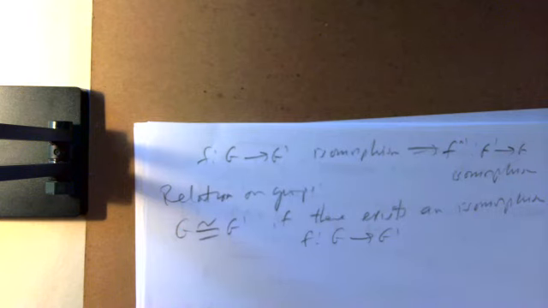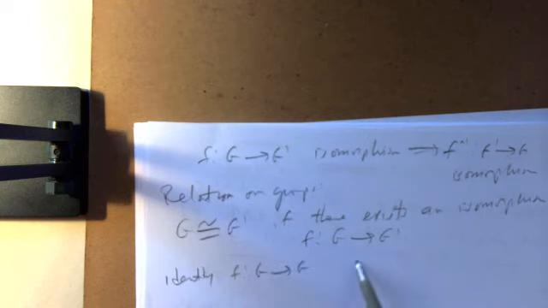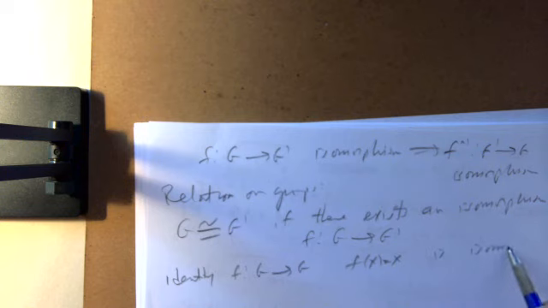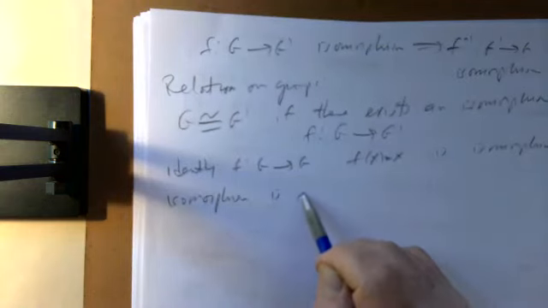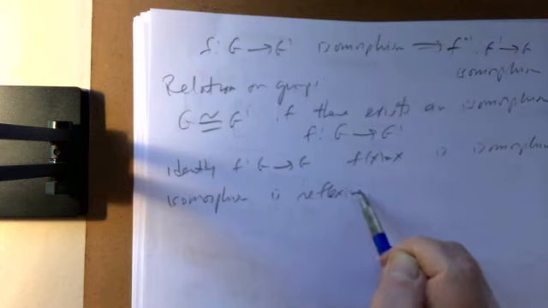And I claim this is an equivalence relation. First of all, the identity function from a group to itself, defined by f of x equals x, is an isomorphism. It's a homomorphism. It's one-to-one and onto. So isomorphism is reflexive. Every group is isomorphic to itself.